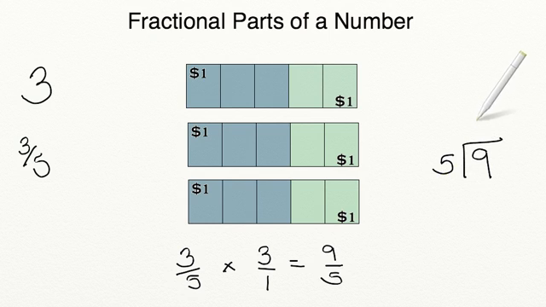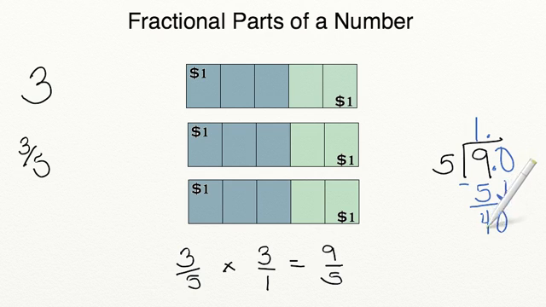5 can go into 9 one time. 5 times 1 equals 5. And then when I subtract down, that gives me a remainder of 4. Now, since I don't have anything else to bring down, I'm going to put a decimal and add a 0. So now I'm going to bring down my 0, and 5 can go into 40 8 whole times. 5 times 8 equals 40, and I've zeroed out my equation.